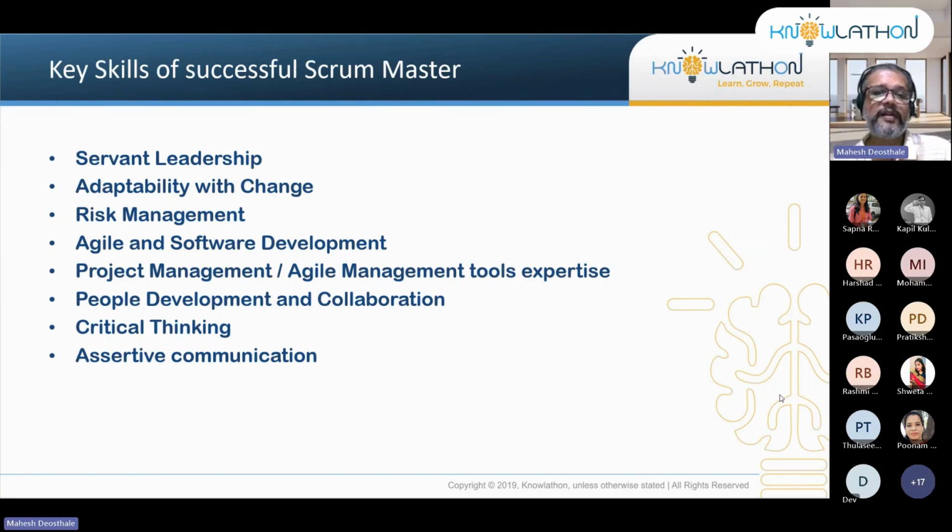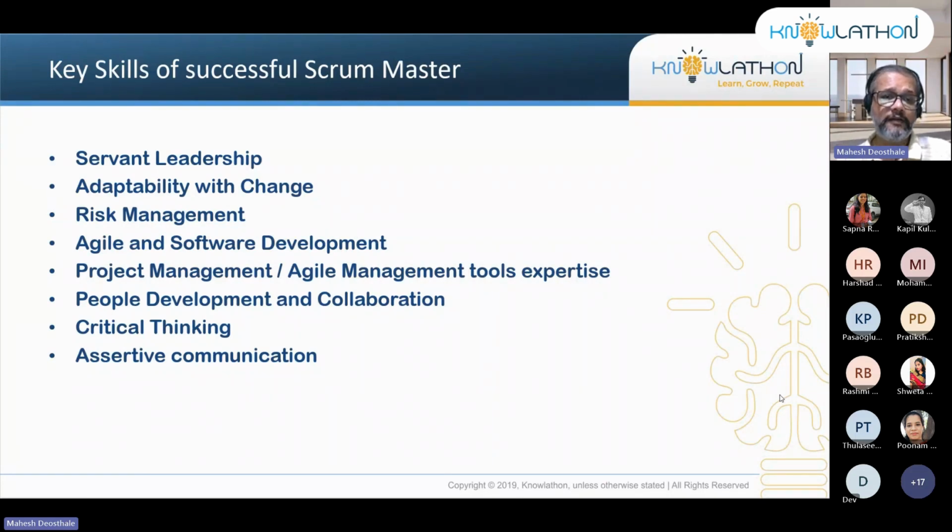A Scrum Master may not sit and do the coding or the process automation, or any kind of automation for the product. This particular role may not be doing it, but they need to have a very good understanding of how automation can enhance efficiencies, bring good productivity, and increase the velocity of the deliveries. So they should have this expertise as well.